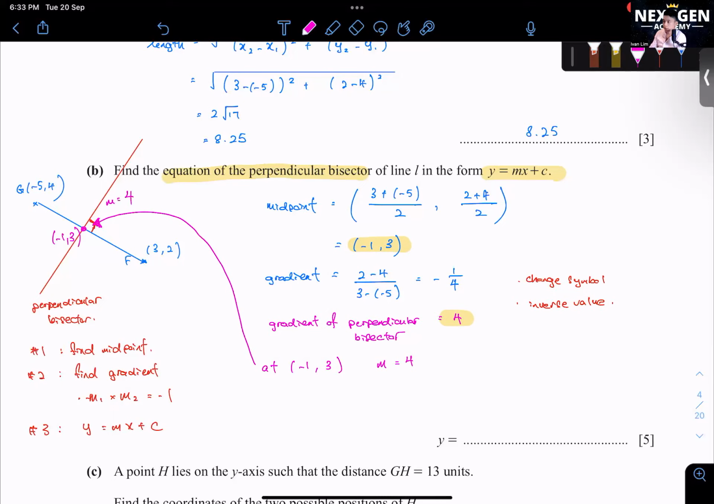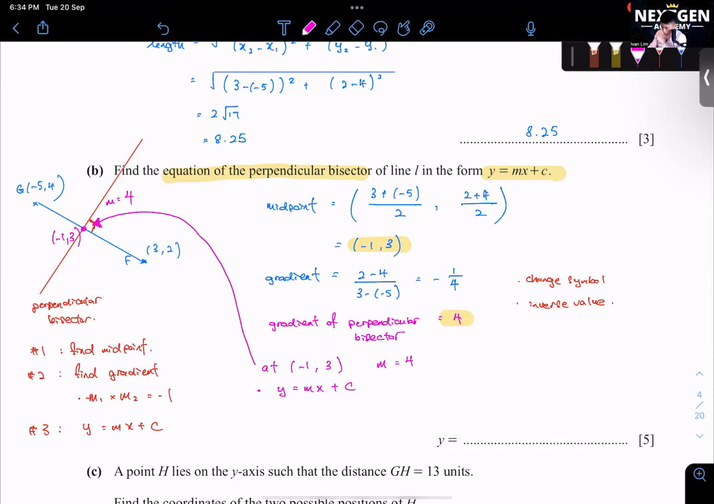To construct any straight line equation, it is always y equals mx plus c. Or, as some students will use, y minus y1 equals m bracket x minus x1. That also can. It's up to your preference. But let's just use y equals mx plus c, I think most of you will be more familiar with this.